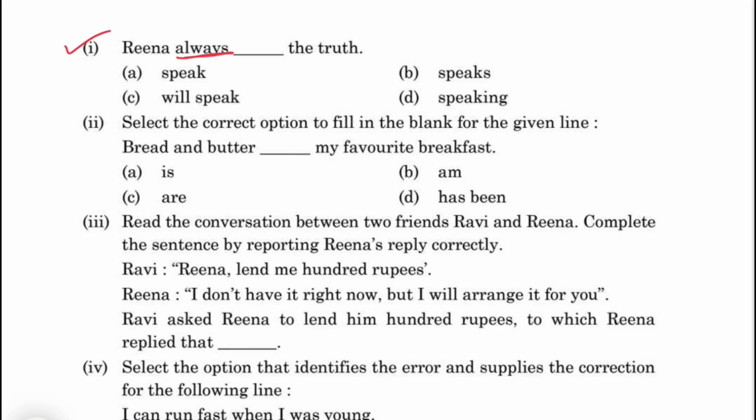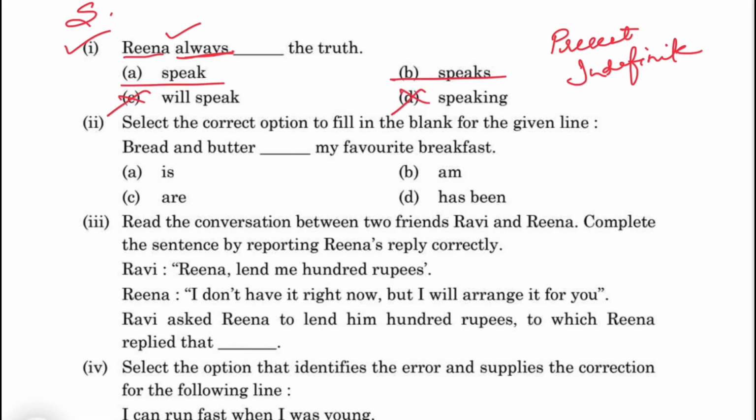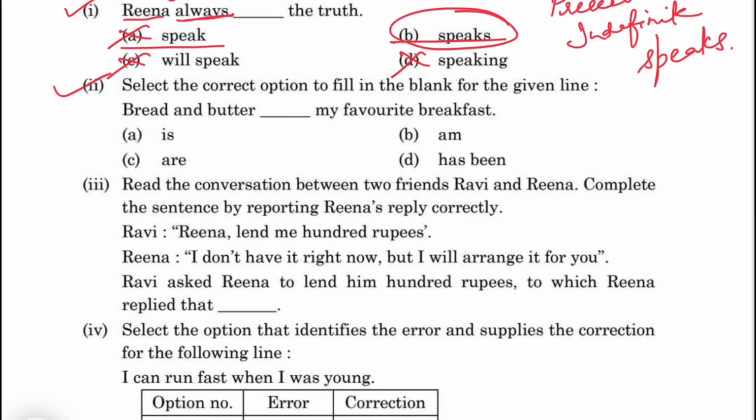First question is Reena always. So always is the keyword that is telling us that this is of present indefinite tense. Reena always dash the truth. Reena is the singular subject, so we are to choose between speak or speaks, not the D, not the C. Here it is singular subject, so speak is plural. The correct answer is speaks. So this is the reason why speaks is the correct answer.